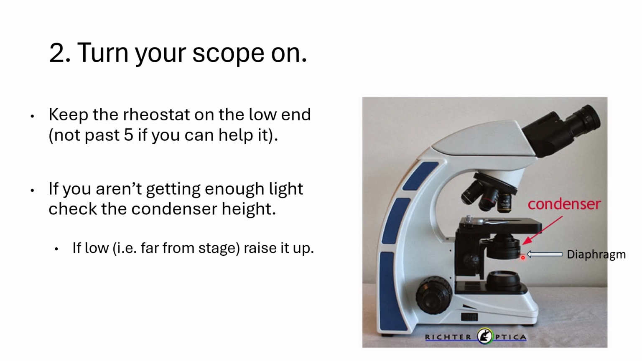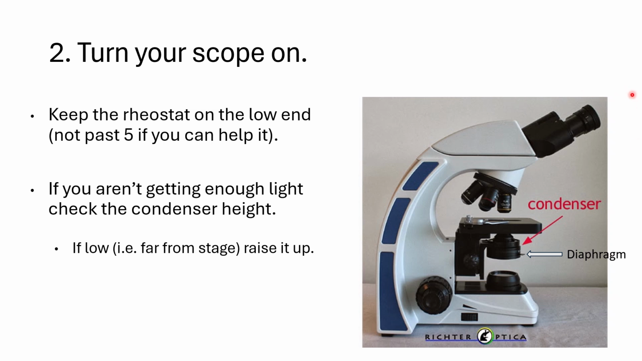Check your condenser, call me over if you aren't getting any light. I can kind of play around with some stuff. There's a few things that can go wrong that won't allow light to go through. One of the first things is when you're looking through your scope, if your objective lenses aren't clicked in, you won't see anything. But if there's no light coming from the bottom, call me over and I will help you with that.